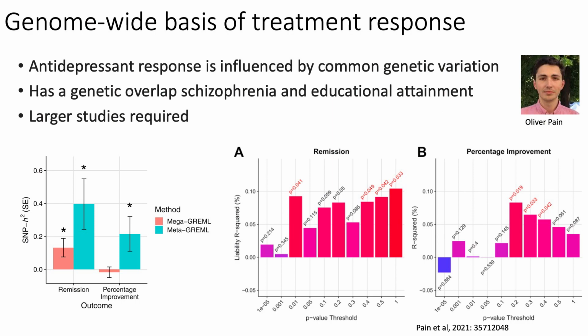Another example of looking at the genome-wide basis of treatment response is work led by Ollie Payne at the SGDP, looking at antidepressant treatment response. I think this is UK Biobank, maybe meta-analyzed with another sample, showing at least that these are heritable traits in terms of remission or percentage improvement, and that these heritability estimates, again, are higher than for depression alone. They then looked at how various polygenic risk scores predicted treatment response, and actually found that I think the GWAS for schizophrenia and educational attainment predicted more strongly than the depression GWAS, which may potentially be a result of the differences in power of the GWAS that underlie those polygenic risk scores.